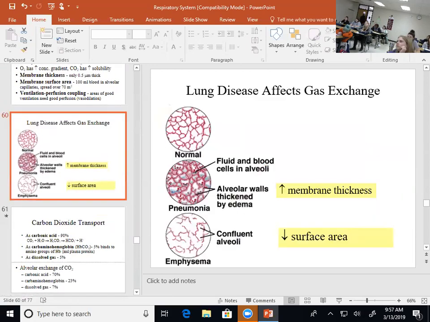So here's the normal amount of surface area that you would love to see. But if it's thickened, what did you say? Pneumonia, right? But what happens when air starts to get trapped in that? When air starts to get trapped, what is happening? These little alveolar sacs are breaking, aren't they? And you're losing membrane surface area. When you lose membrane surface area, this is actually referred to as emphysema.